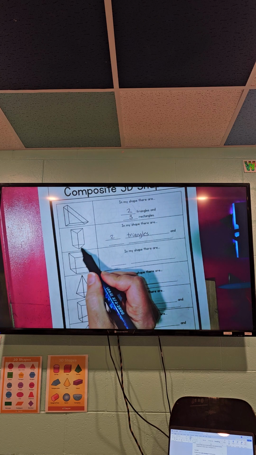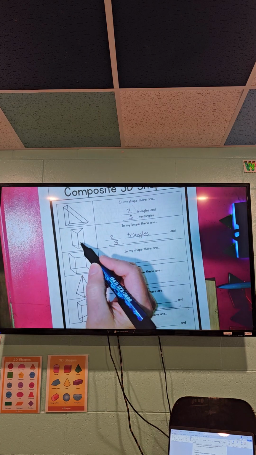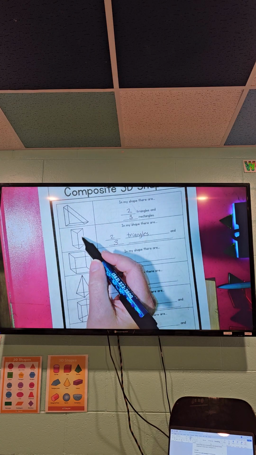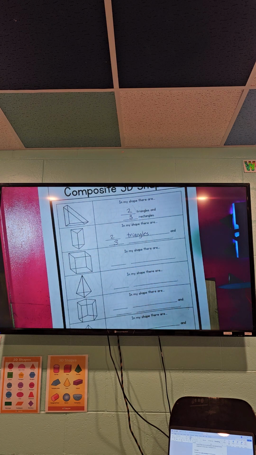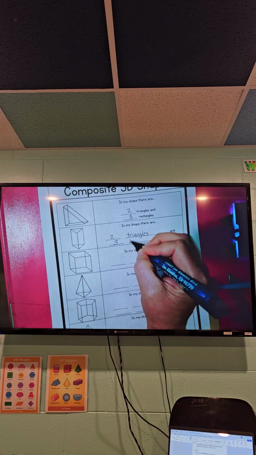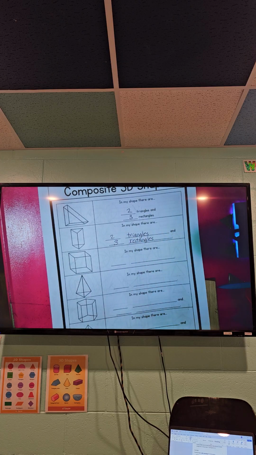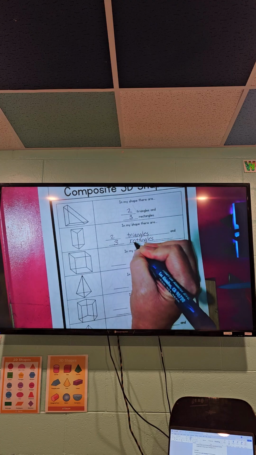And how many sides does a triangle have? 3. So you know you have 3 of something. And those are called what? Rectangles.